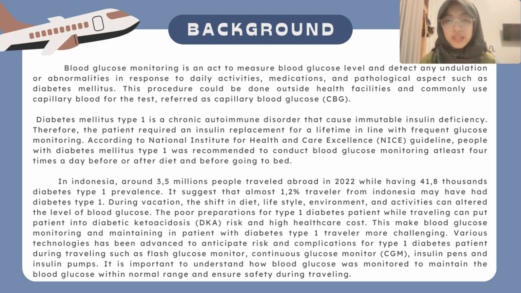During vacation, the shift in diet, lifestyle, environment, and activities can alter the level of blood glucose. Poor preparation for type 1 diabetes patients while traveling can put patients into diabetic ketoacidosis and high healthcare costs, and this makes blood glucose monitoring and maintenance in type 1 diabetes travelers more challenging. So it is important to understand how blood glucose monitoring can be done to ensure safety during traveling.